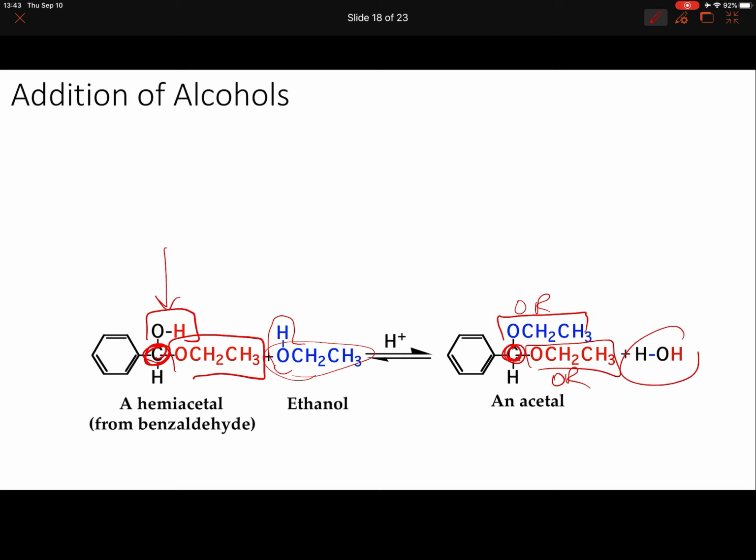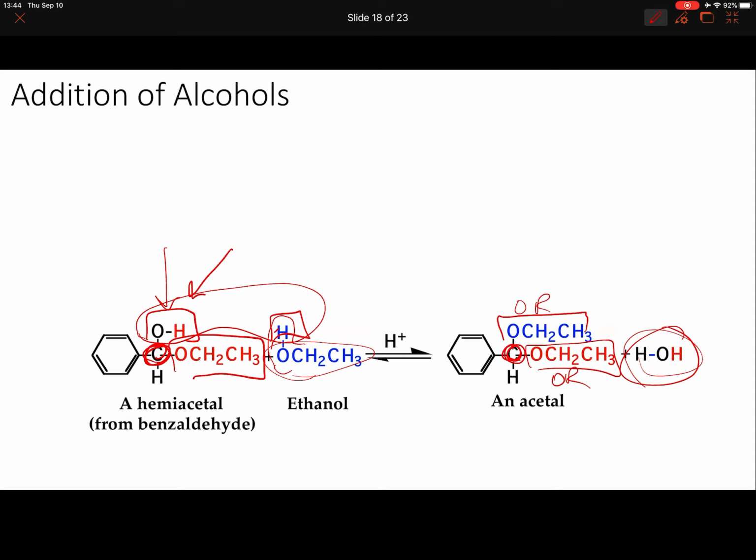And then we lose the OH from the hemiacetal, and we lose the H from the alcohol. So this OH and H add together to make a water. So we will always get a water at the end of these acetal formations.